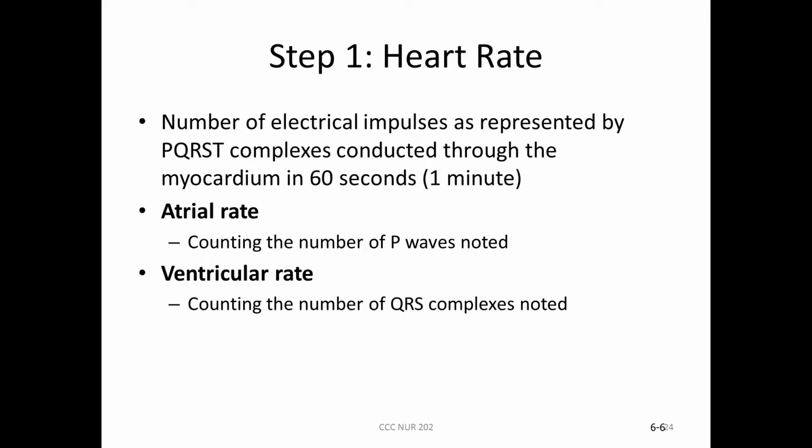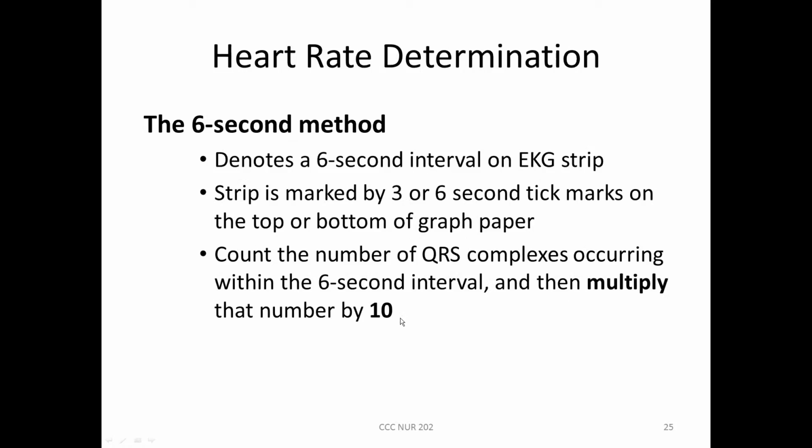So the heart rate is the number of electrical pulses, represented by the PQRST complex, conducted through the myocardium in 60 seconds, or 1 minute. Now for the atrial rate, you would count the number of P waves, if that's what you wanted to find out, just the atrial rate. Or for the ventricular rate, you would count the number of QRS complexes noted.